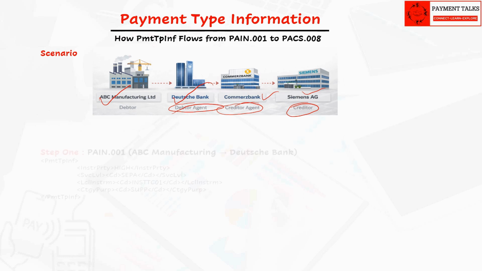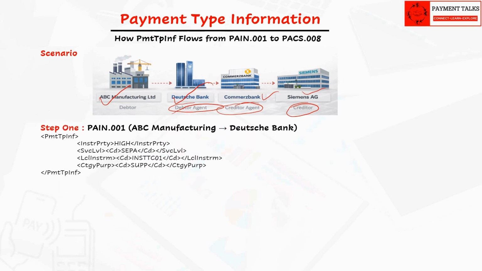In the first step, ABC Manufacturing sends its payment instruction to Deutsche Bank. At this stage, ABC populates all 4 fields it controls: instruction priority, service level, local instrument, and category purpose. There is no clearing channel here. That is not ABC's decision to make.